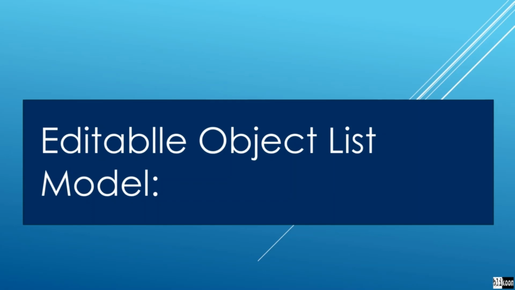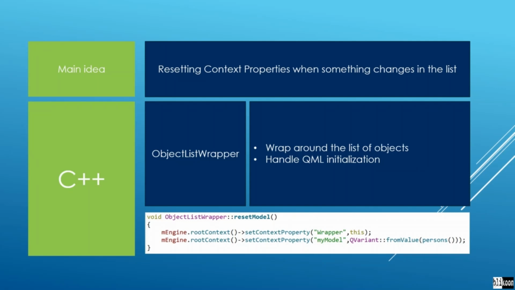In this lecture, we're going to show you how to make your object list model from C++ editable from Qt Quick. There is no magic trick that we're going to be using. We are just going to be resetting the context properties whenever something changes in the model. Structure-wise, we are going to wrap our list of objects in a class called Object List Wrapper, and that object is also going to take care of initializing QML to have things organized nicely and to allow us to be able to reset the context properties whenever we need to do that.